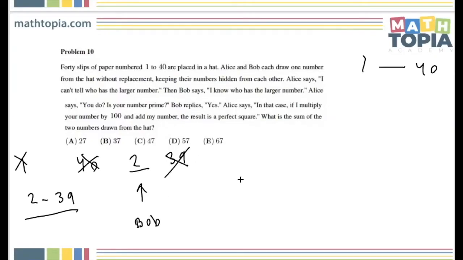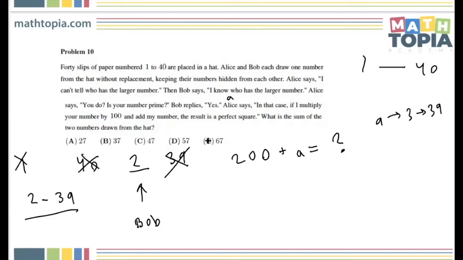And Alice says, in that case, if I multiply your number by 100 to get 200, and then add my number, I'll denote Alice's number with A, then this number has to be some perfect square. Remember, A is a number from 1 to 40, but we already know it's not 1, it's not 40, and Bob's number is 2, therefore it's not 2. Well, 39 is still an open possibility. So A can be a number from 3 to 39.